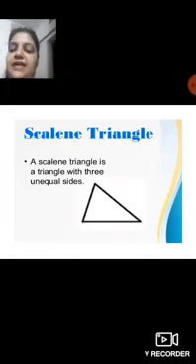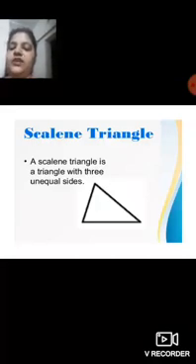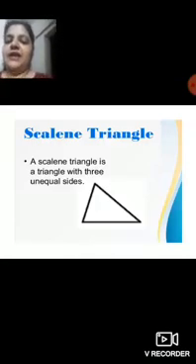Now, scalene triangle. Scalene triangle is just opposite to equilateral triangle. In equilateral triangle, we had all sides equal, but in scalene triangle, there are no sides that are going to be equal. This means all the three sides are unequal.